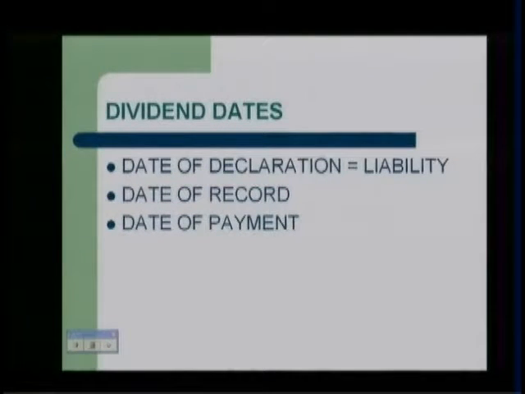So you have the date of declaration when it becomes a liability. You debit retained earnings and credit dividends payable. You have the date of record. You don't make any journal entry at that point. You just keep track of who owns stock at that point, so you'll know who to pay the dividends. Then finally you have the actual date of payment. That's when the company writes the checks and sends them out to the shareholders. At that point, you debit dividends payable and credit cash.